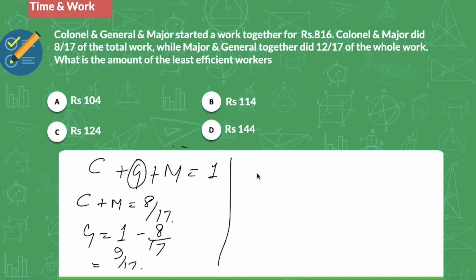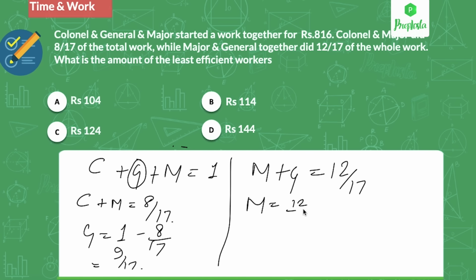Now, talking about the second equation given here, which is M plus G. Major and general together did 12/17 of the work. So M plus G is 12 by 17. I already know the value of G, right? So G is 9 by 17. So M would be 12 by 17 minus 9 by 17, which is nothing but 3 by 17.